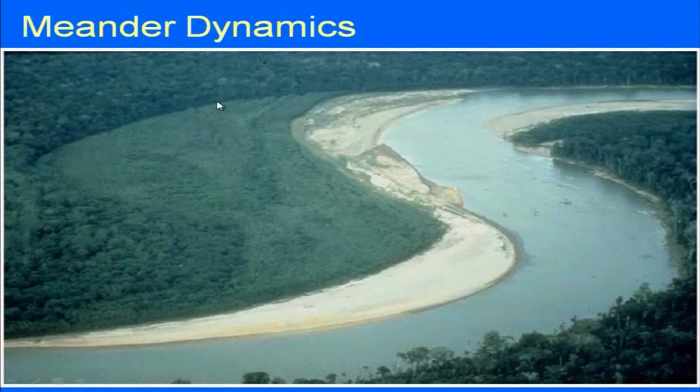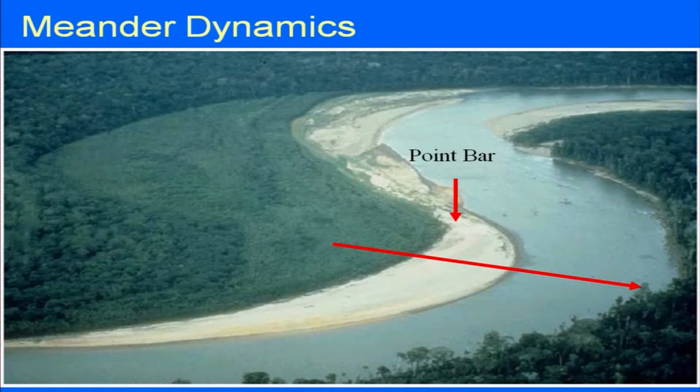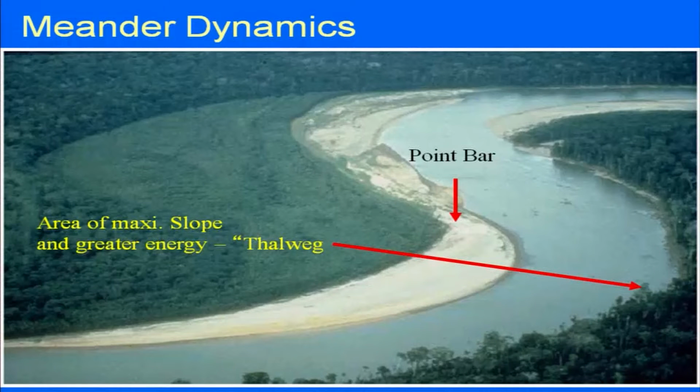Another photograph shows the older bank over here and the present-day bank over here, and this portion has been cut by the present meandering, and the deposition is taking place on the inner side, resulting in the formation of the point bar. This portion will have the deeper part, as well as higher velocity as compared to this point across the channel. So these are termed point bars, and the area of maximum slope and greater energy is termed the Thalweg.